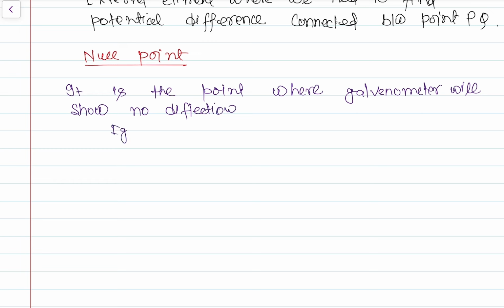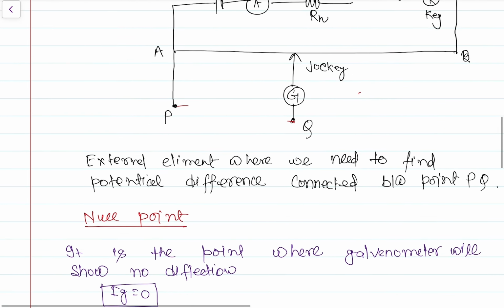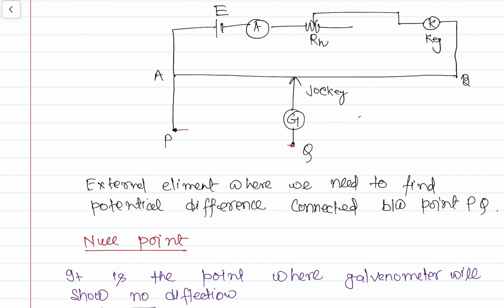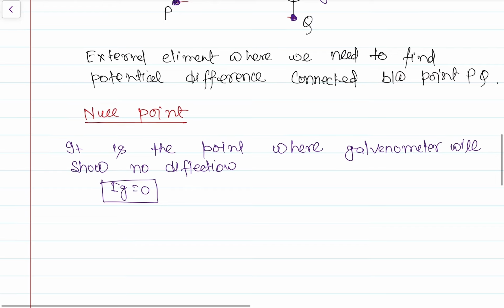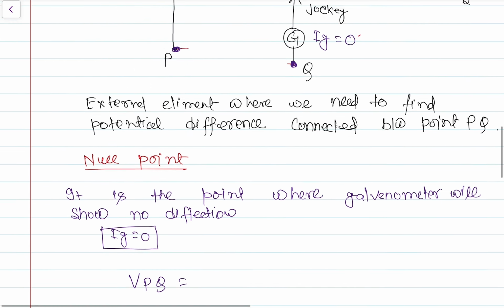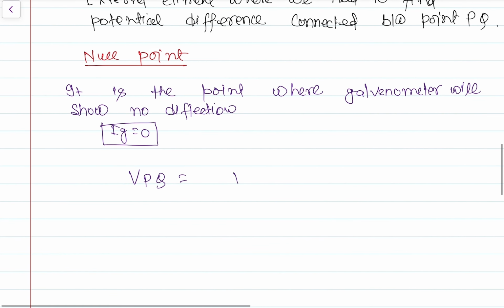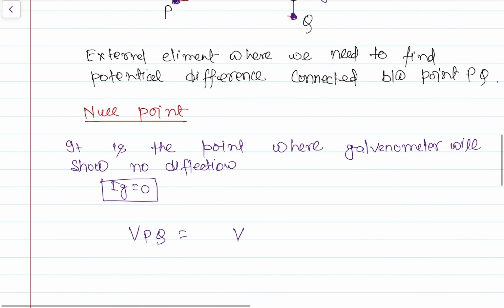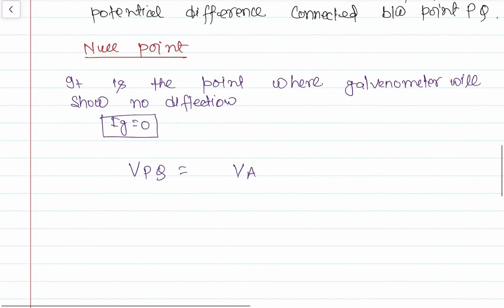Means galvanometer current is 0. So under null point condition, galvanometer current is 0. So we can say that potential difference between P and Q is equal to potential difference between A and J. So suppose null point is obtained at length L. Okay. So we can say that potential between point P and Q is equal to potential drop occurs between A and J.